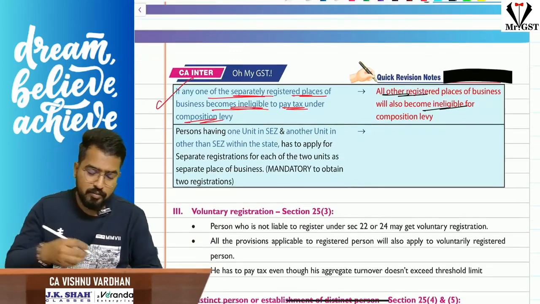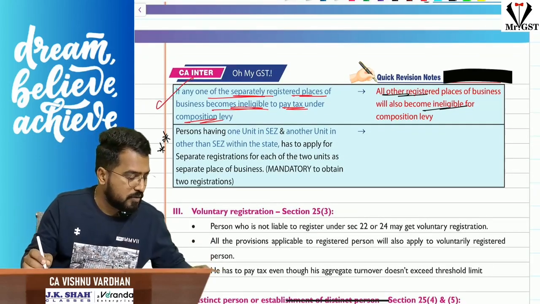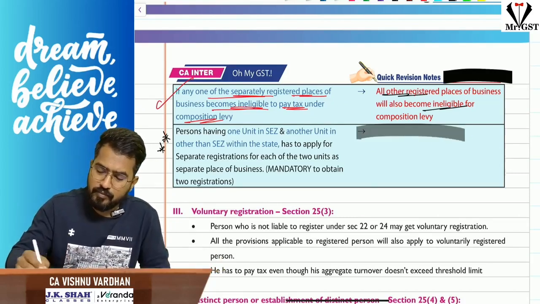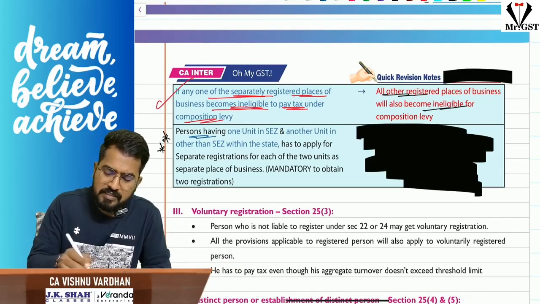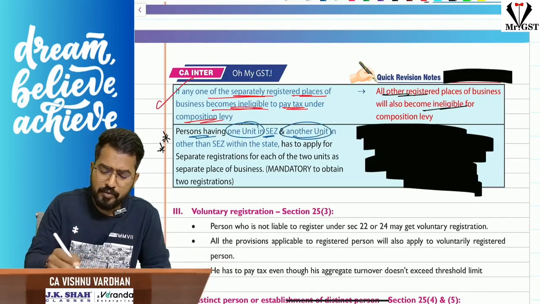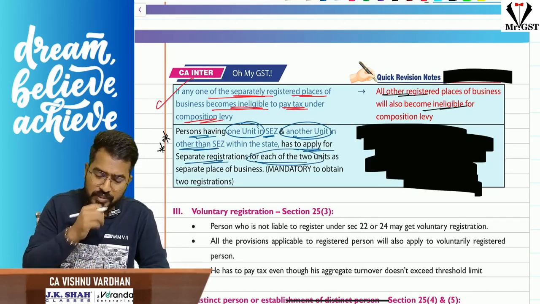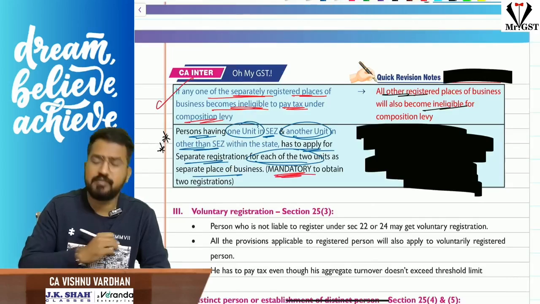And here is an important thing for you. Sir, persons having one unit in SEZ and another unit outside SEZ, then they have to apply for separate registrations for each of the 2 units as separate places of business. So taking 2 registrations is mandatory for them.